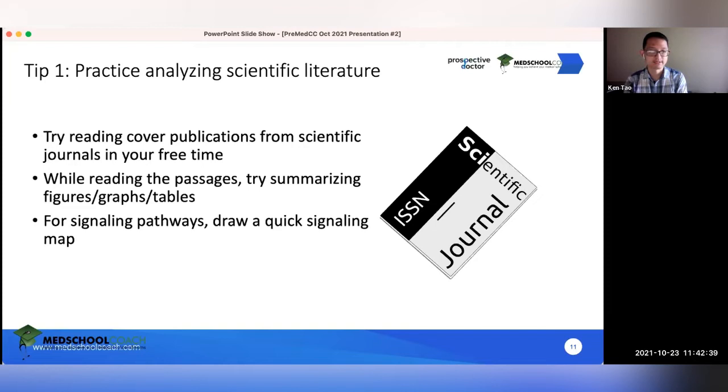But that's the next thing that you need to be able to do. Read those journal articles. Can you understand what is the background? What is known? What is unknown? And once you have an understanding of what's known and unknown, what are the lab techniques that are being used?